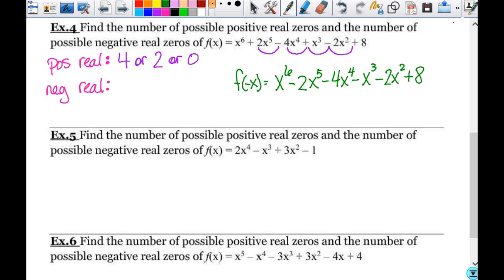Anything else? All right, so now we look at sign changes here. So we start off positive, goes to negative, right? So there's one sign change. Then it's negative, negative, negative, then it's positive, and there's another one right there. Okay, so it changes from positive to negative, and then from negative to positive.